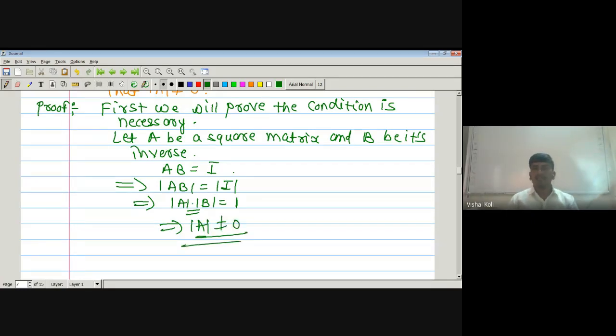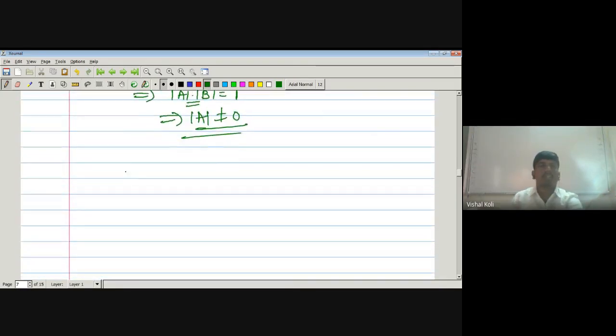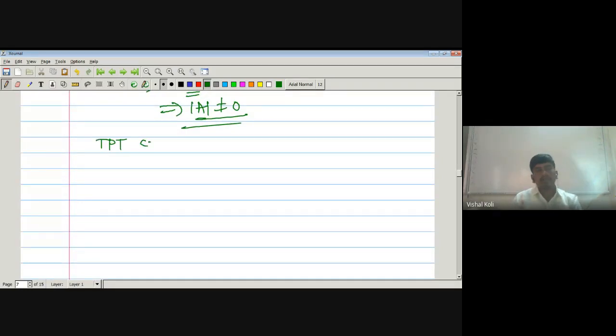So if we take any matrix A and if it is invertible, then its determinant must be not equal to 0. So from that we say that the condition is necessary. Now we will prove the condition is sufficient. Sufficient means if we have to check whether a given matrix will be invertible or not, we just have to check whether its determinant is not equal to 0 or not. If its determinant is not equal to 0, then it must be invertible. So we will prove whether it is sufficient or not.